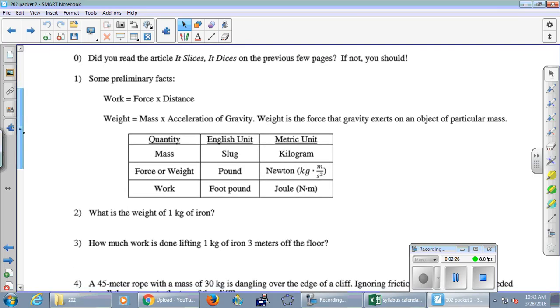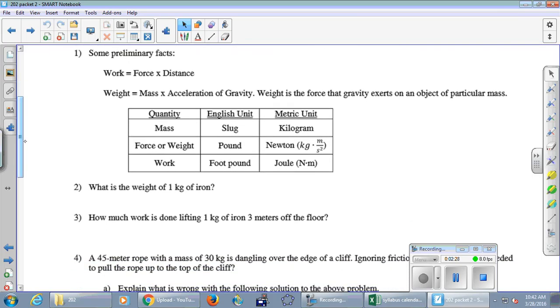Number 1, some preliminary facts. So first of all, work is equal to force times distance. This is a formula we've seen in our physics class. Sometimes force is just given to you, but oftentimes force gets replaced by weight if it's a force due to gravity, right? And so our formula for weight is down below. Weight is mass times acceleration. Okay. And so let's think about work for just a second.